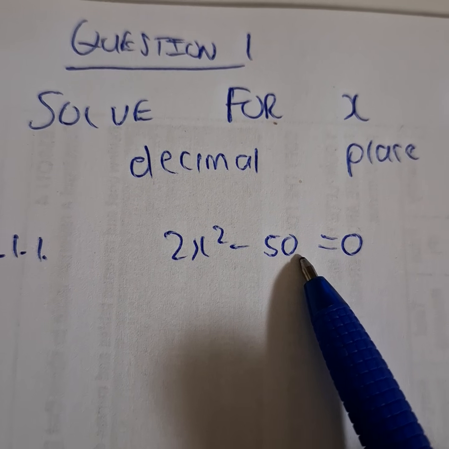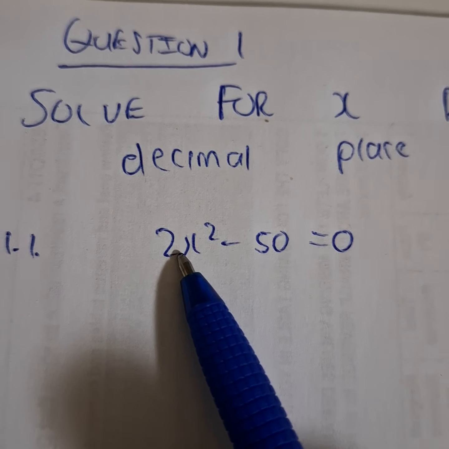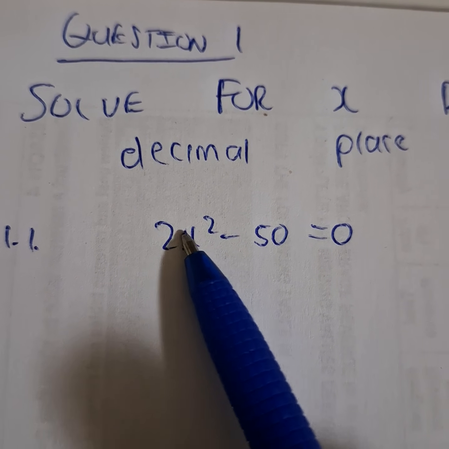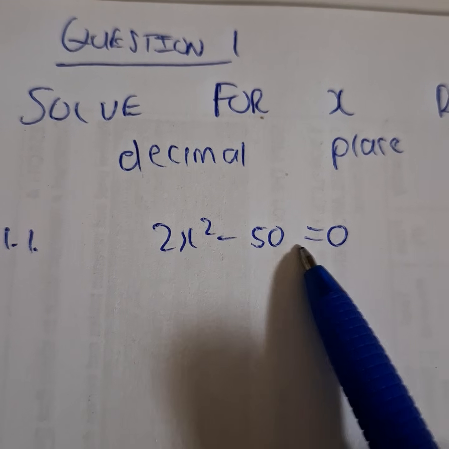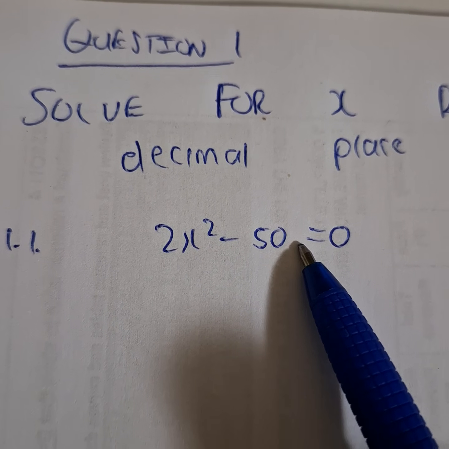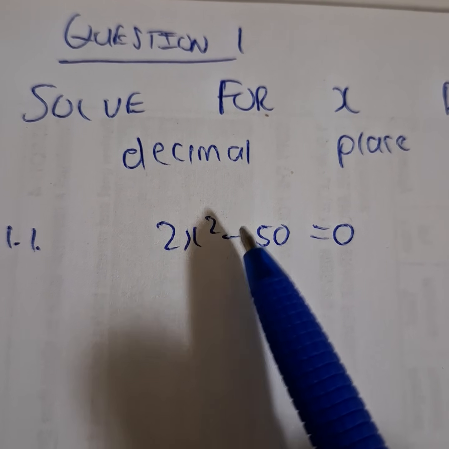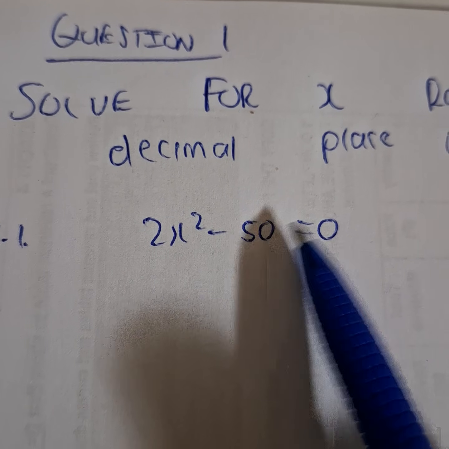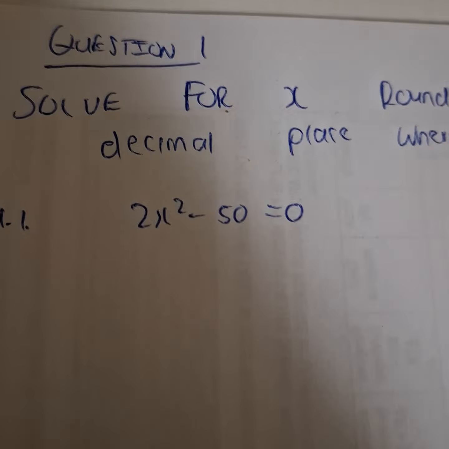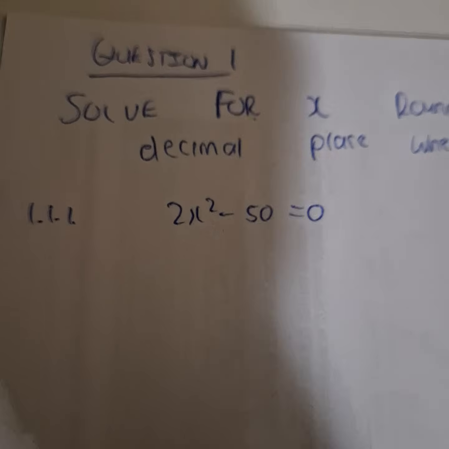So what we see here is an equation equated to 0. With an equation that is quadratic in nature, we first need to make sure that it is in standard form. That is, it must be in the form of ax squared plus bx plus c is equal to 0. So that is already in that form. Then we factorize if necessary.